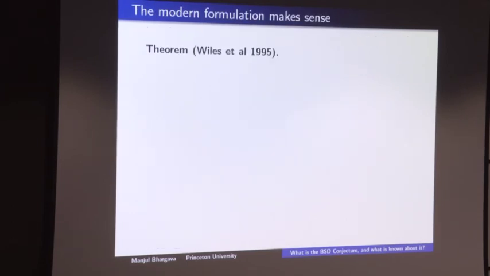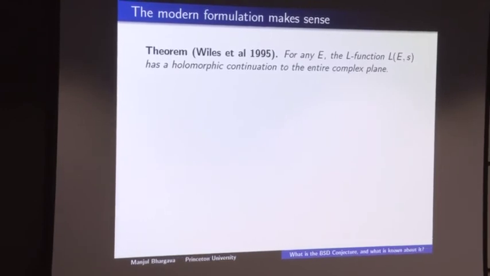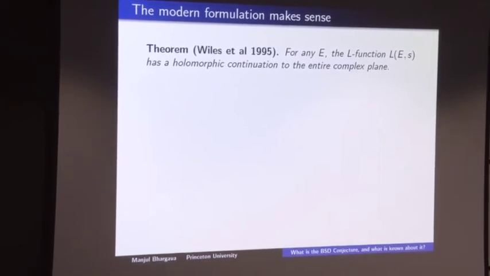But this amazing work of Andrew Wiles, in the process of proving Fermat's last theorem, Wiles proved that the function was actually well-defined at s equals 1. It's called the modularity theorem. And a consequence of the modularity theorem is that for any elliptic curve E, the L function L_E(s) does have this complex analytic continuation to the entire plane. And so in particular, the function is well-defined at s equals 1, and you can talk about its order of vanishing. So this modularity theorem of Wiles at least allowed the modern formulation to make sense. And that's a big accomplishment.